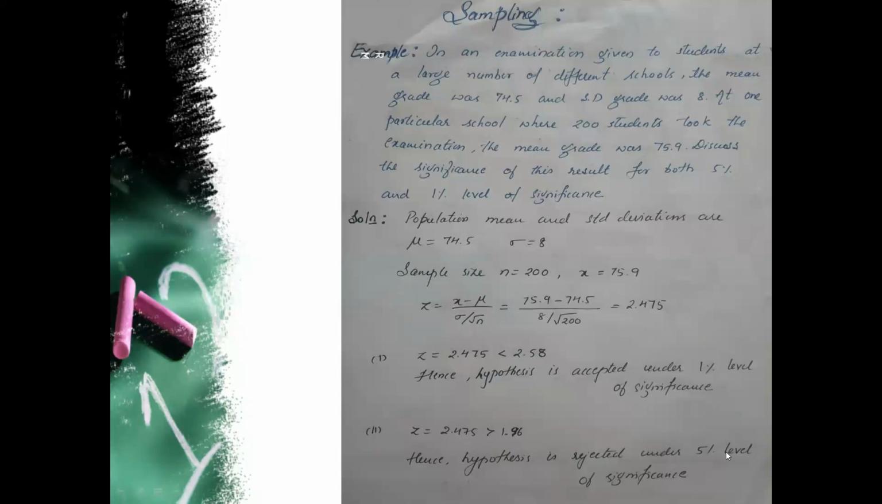Thus, for 5% level of significance, we can say that there is a significant difference between the mean of the population and the sample. Whereas at 1% level of significance, we can say that the difference between the sample mean and the population mean is not significant.